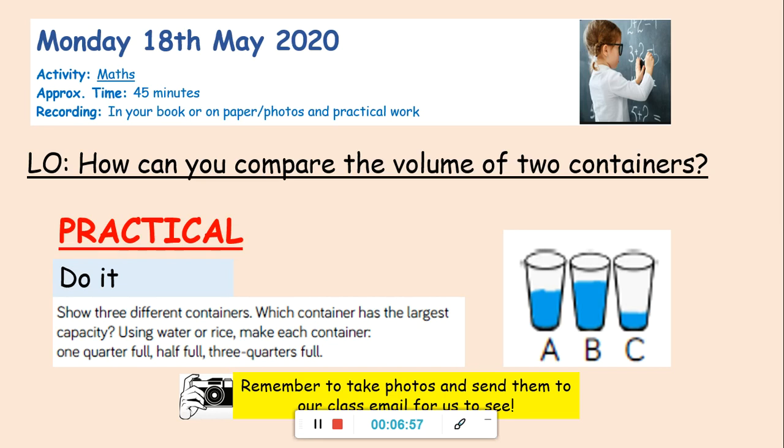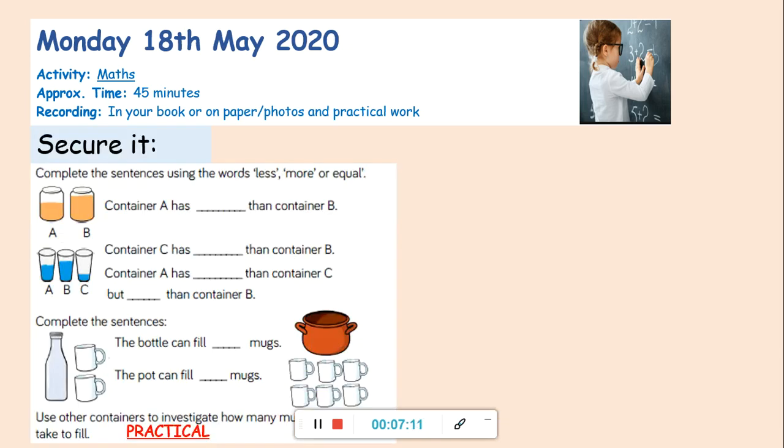Pause it, go and have a go at that. When you're ready, come back and we'll look at your secure. Okay, so hopefully you found 3 containers. You've explored, you've found 1/4 full, half full, 3/4. We're going to have a little look at our secure it now.